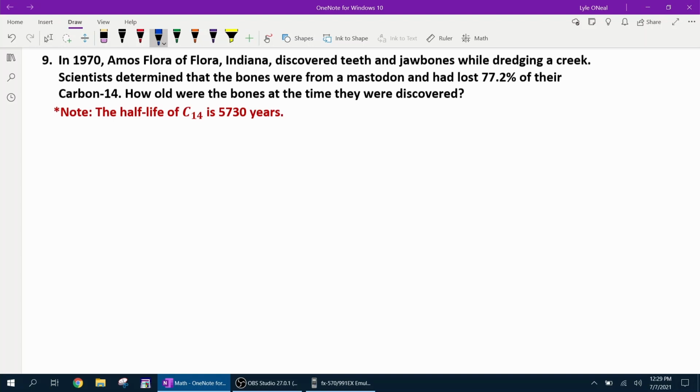In 1970, Amos Flora of Flora, Indiana, discovered teeth and jaw bones while dredging a creek. Scientists determined that the bones were from a mastodon and had lost 77.2% of their carbon-14. They want us to know how old the bones were at the time they were discovered.